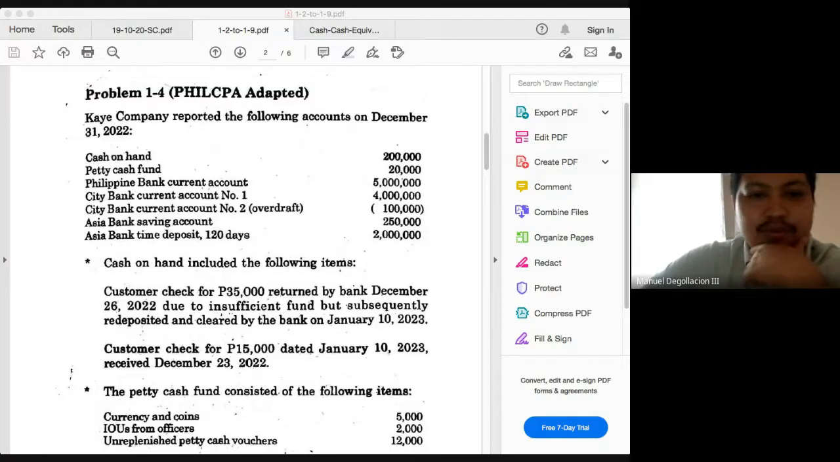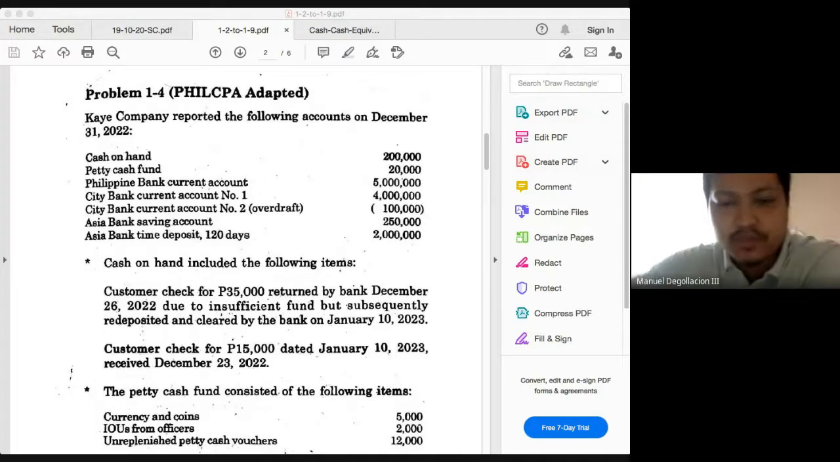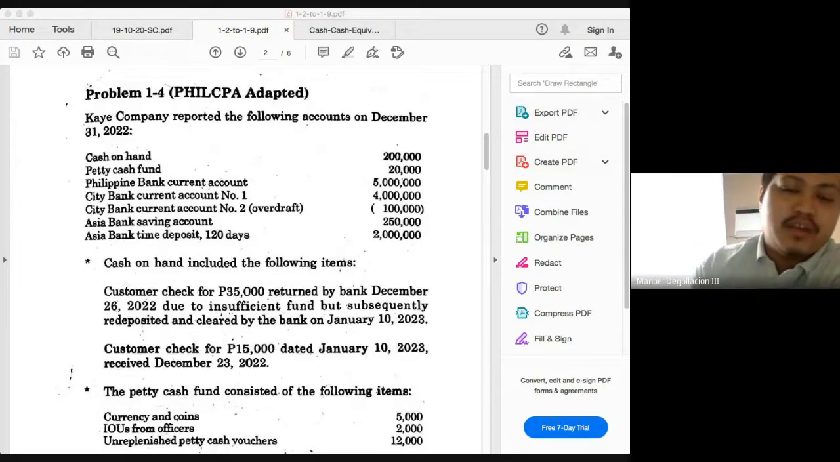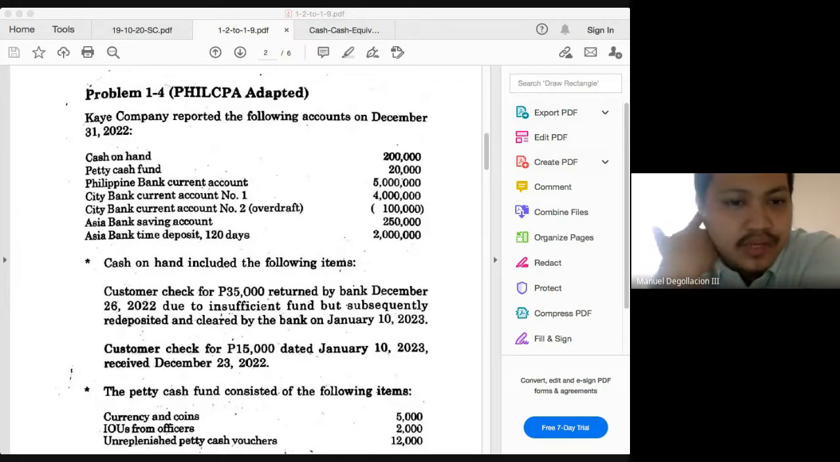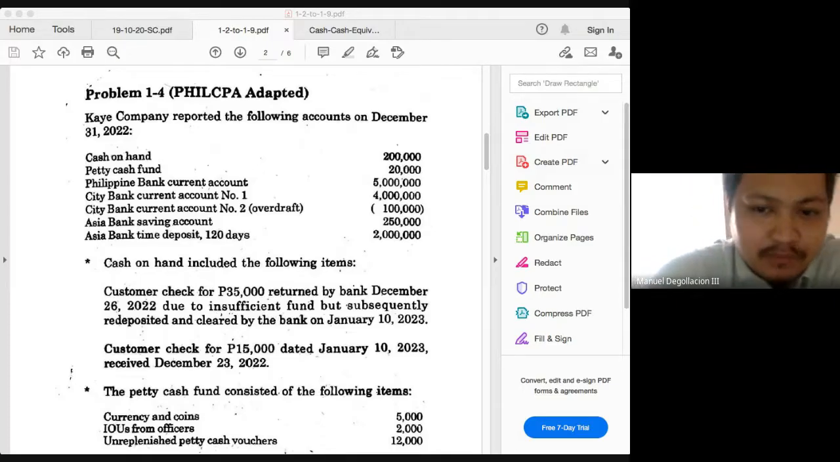Citibank current number 2, an overdraft, and normally overdrafts would not be considered in the determination of our total cash and cash equivalents. Normally overdrafts should be presented as a separate current liability. But in this case, class, the 100,000 overdraft here would be included in our computation for our total cash and cash equivalents. It will be included as a deduction to the 4 million balance that we have with current account number 1 with Citibank. Why is the treatment of the overdraft in this problem different from our previous discussion?